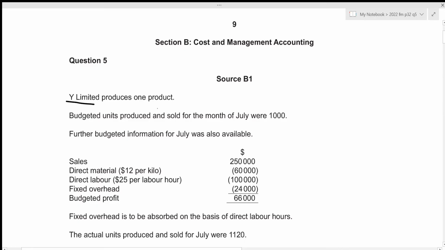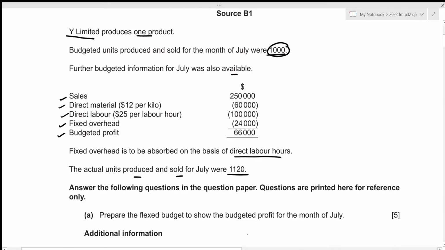Y Limited produces one product. Budgeted units produced and sold for the month of July were 1,000, and further budgeted information for July was also available. So we're given the sales, direct material, direct labor, fixed overhead, and budgeted profit for these 1,000 units. Then the fixed overhead is to be absorbed on the basis of direct labor hours. We are also told that the actual units produced and sold for July were 1,120.